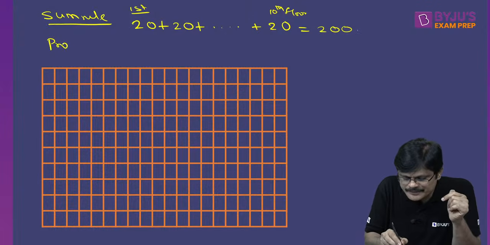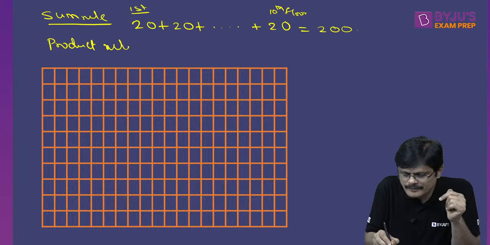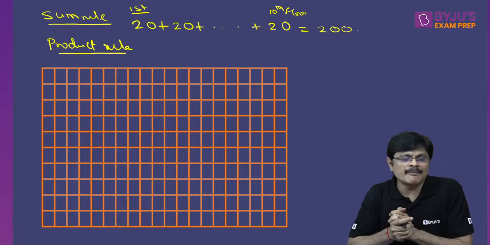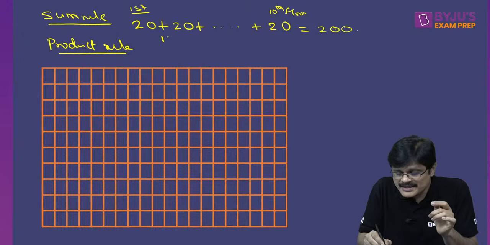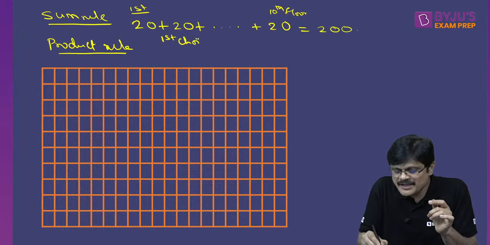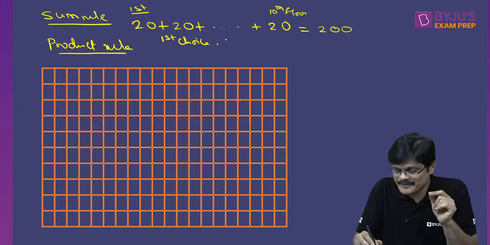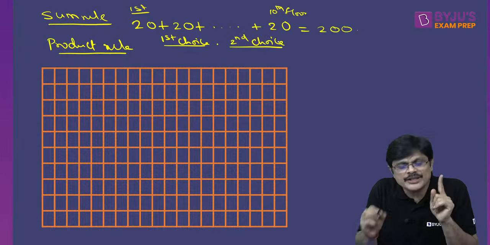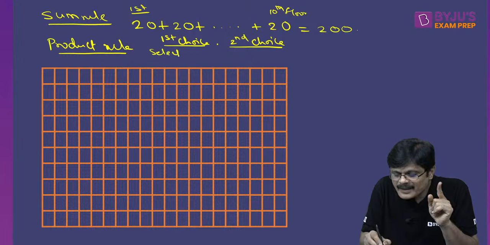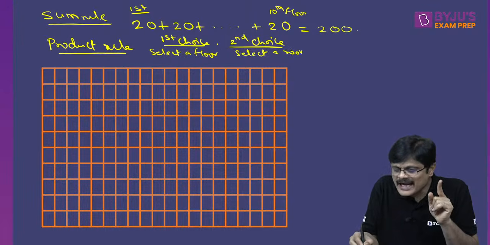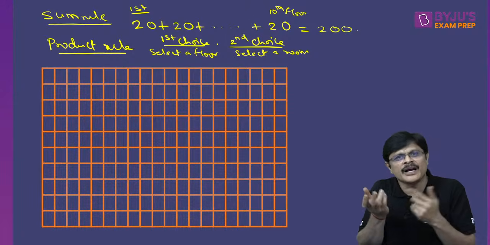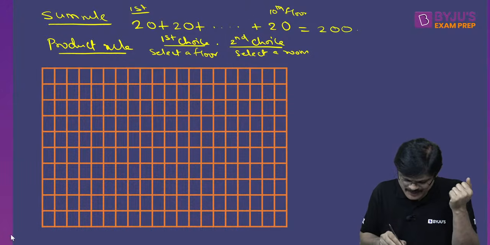What about the product rule? See, if you want to solve this problem using the product rule, there is a first choice and a second choice. First you have to select a floor, followed by that, you have to select a room. The first choice would be to select a floor. The second choice would be to select a room. Because after selecting a floor, you select the room in that floor, and that will do the same work, my dear friends. So what is the answer for this?